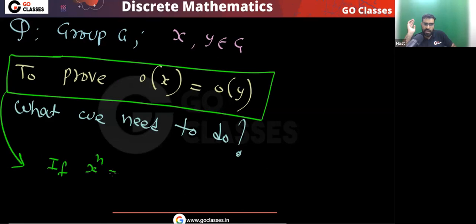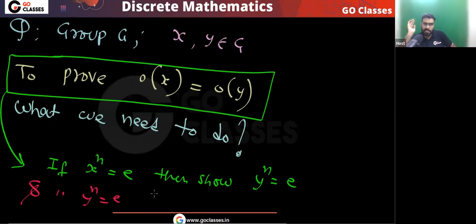If x power n is equal to e, then what do you need to show? Then show y power n is equal to e. And if y power n is e, then show x power n is e. Isn't it simple?